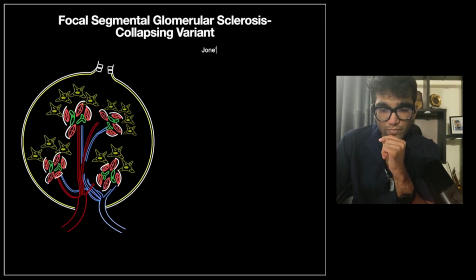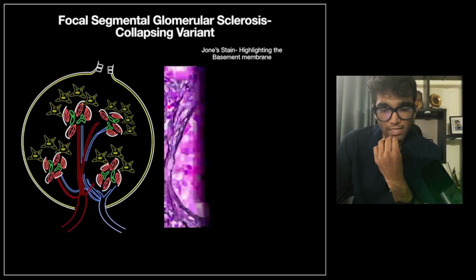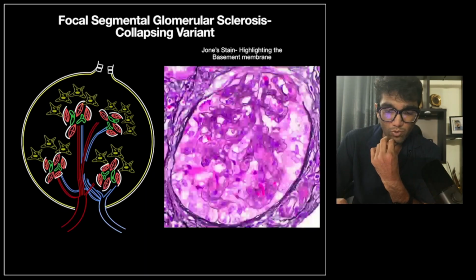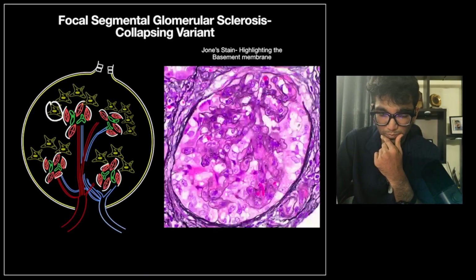Now, we can highlight the basement membrane using Jones stain, that is your silver stain. And I do this because I want to show that the podocyte has separated from the basement membrane of the capillary tuft of the glomerular basement membrane. So what you can see here in this photo is that the basement membrane can be highlighted like this.